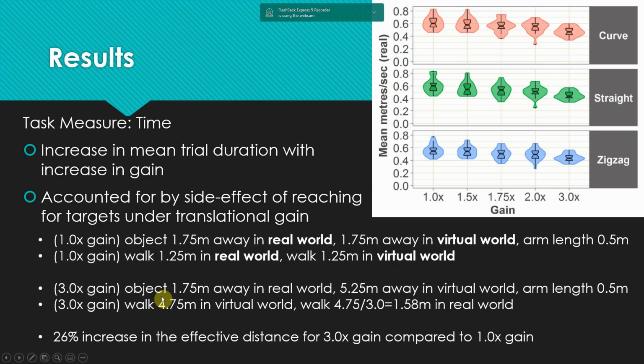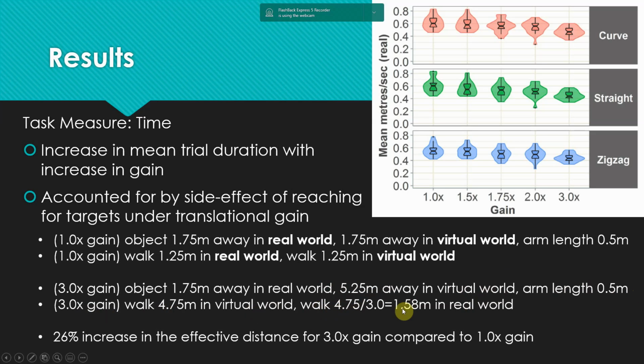But with 3x, we can notice something interesting. The object is again 1.75 meters away in the real world and 5.25 meters away in the virtual world, since it is 3x gain. Arm length again stays the same, 0.5 meters. So with the 3x gain, the person has to walk 4.75 meters in the virtual world to reach a distance of 5.25 meters with an arm length of 0.5 meters.